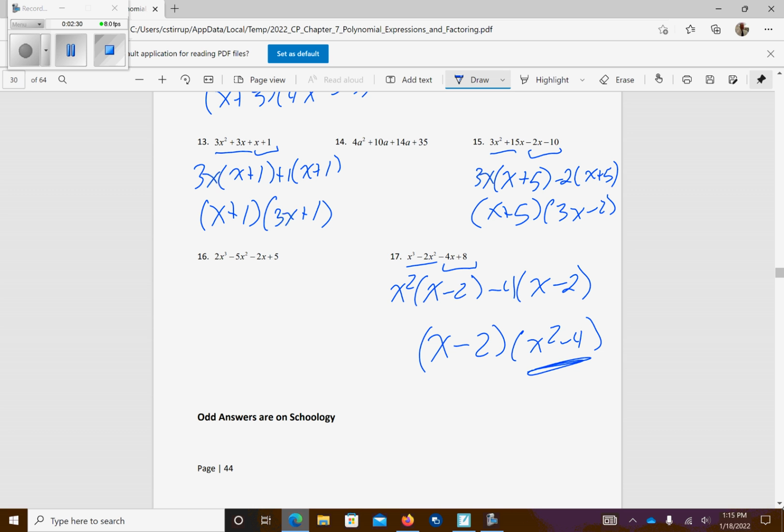This is a trick, and that's the difference of 2 squares. So that factors into x plus 2 and x minus 2 as well.